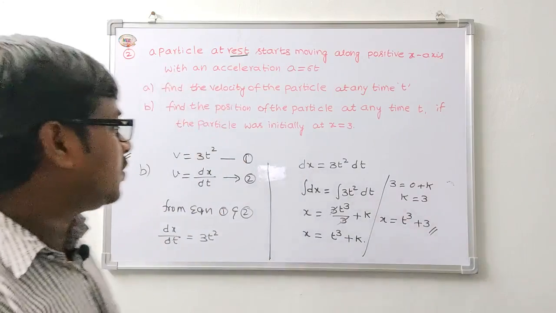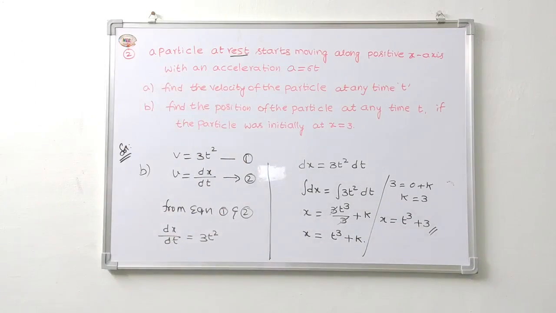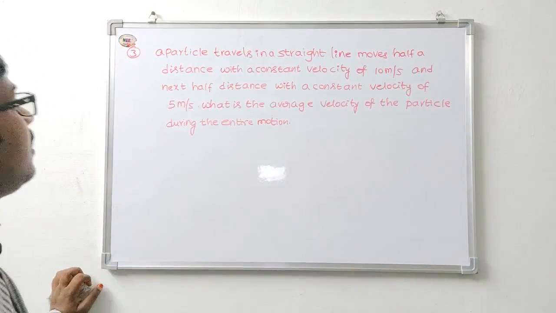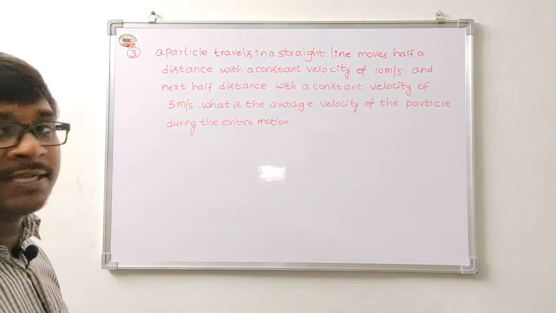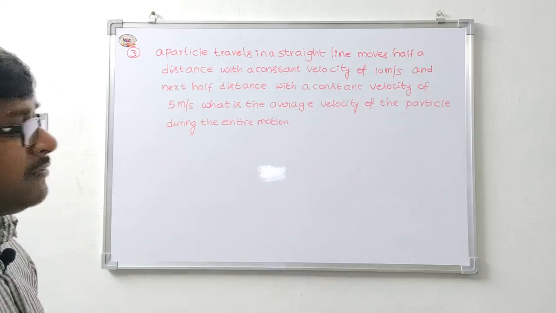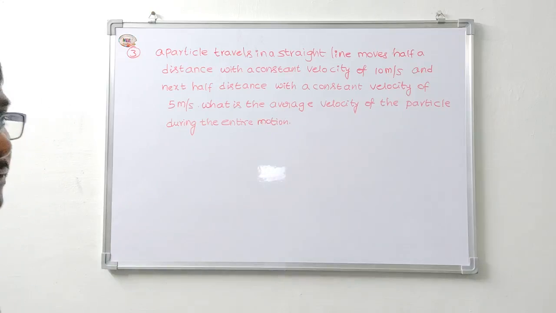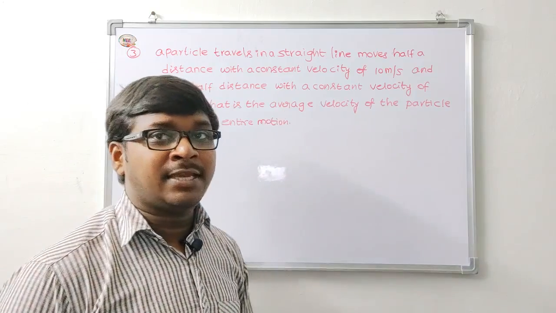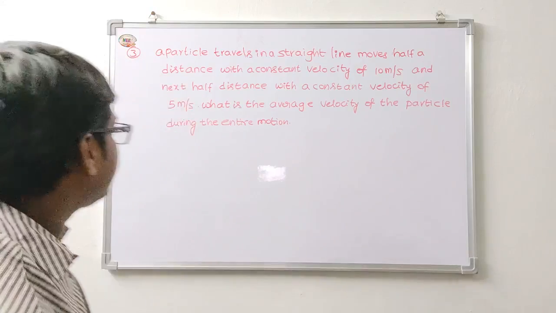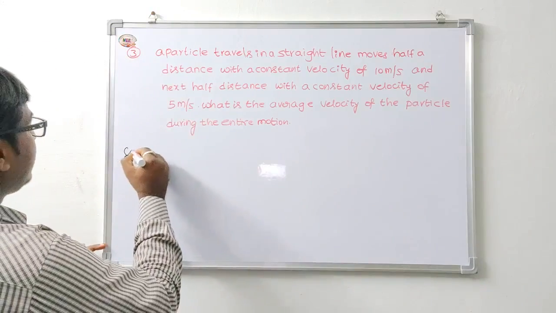The next, third problem. A particle travels in a straight line, moves half the distance with a constant velocity of 10 meters per second, and the next half distance with a constant velocity of 5 meters per second. Find the average velocity during the entire journey. It is a very simple problem.